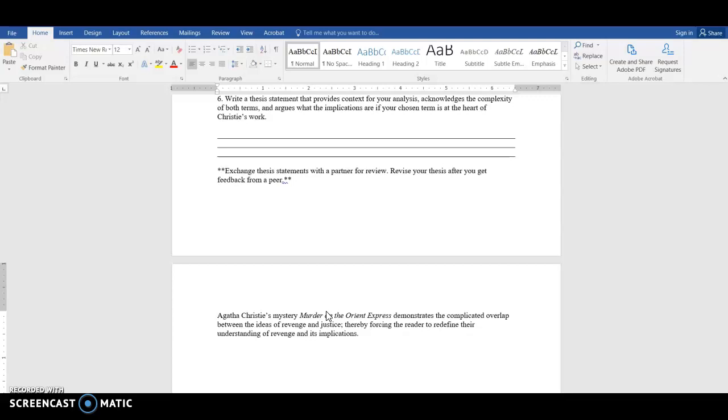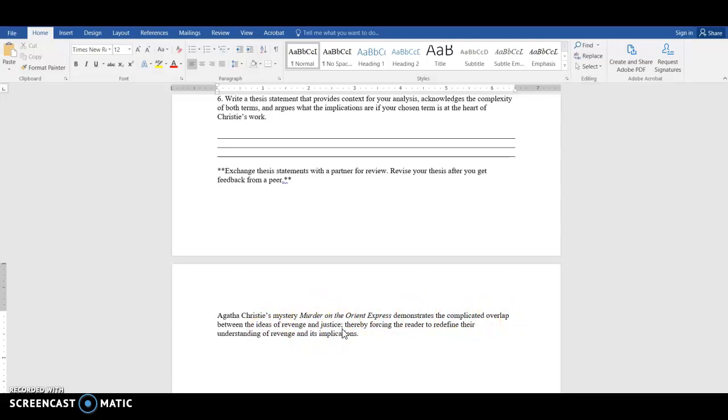So I do that in the next little bit of the sentence, where I say it demonstrates the complicated overlap between the ideas of revenge and justice. I'm saying this isn't a clear-cut kind of argument. There's a lot of room for interpretation here. I want to acknowledge that this is a complicated issue we're going to talk about. So I have my context, Agatha Christie, author, title of the book. Then I talk about how this is a complex issue. And then I'm going to make my argument.